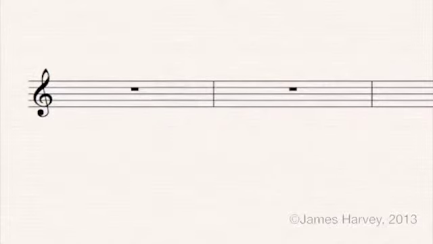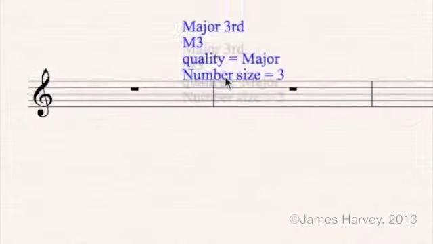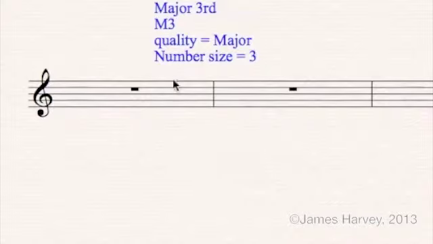An interval is the distance between two pitches, and each interval has a unique name. Interval names are separated into two parts, quality and number size. Here's the information from a particular interval. This is a major third. The abbreviation is here. We will discuss the abbreviation a little bit later. The quality is major, and the number size is 3.